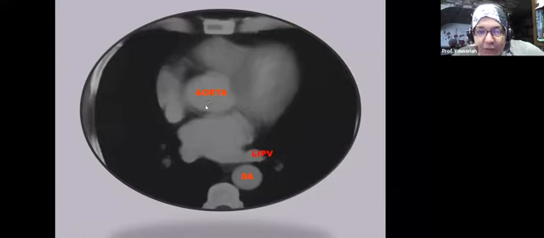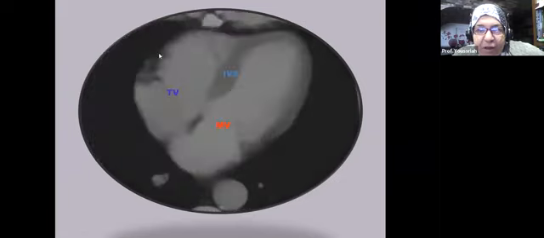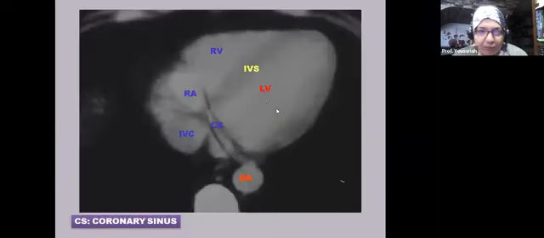Here we have the root of the aorta, the descending aorta, and the left inferior pulmonary vein can be seen here, joining the left atrium. At this level, we have the aortic valve, the AV stands for aortic valve, and we have the 4 chambers. At this level, again, we have the 4 chambers, and we can see the site of the tricuspid valve, the mitral valve, and the IVS, interventricular septum.